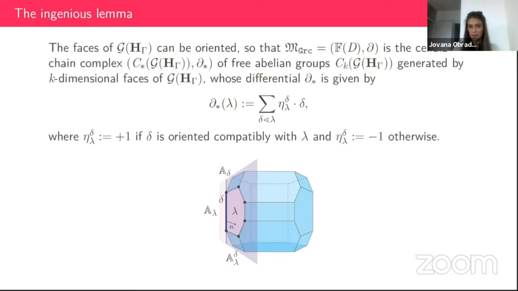Okay, so the lemma says that the faces of the genuine convex polytope that realizes our abstract polytope can be oriented so that our minimal model is the cellular chain complex of the free abelian group generated by the faces of the realization, and whose differential on an oriented face lambda is given as the sum of all deltas covered by lambda, multiplied by 1 if the orientation of delta agrees with the orientation of lambda, and multiplied by -1 otherwise.